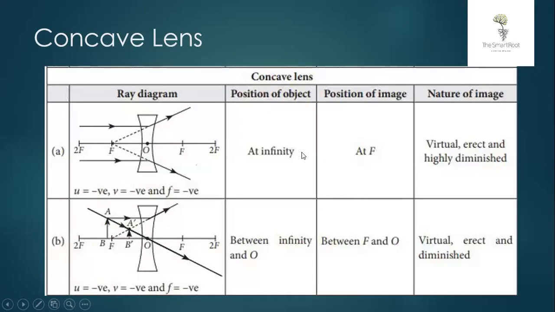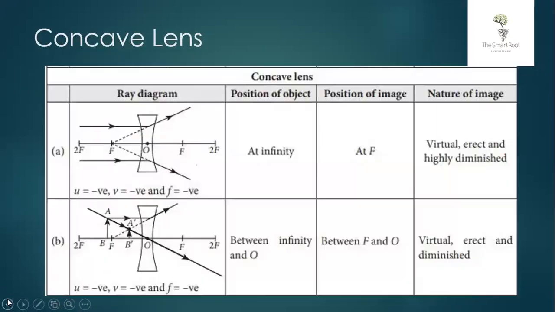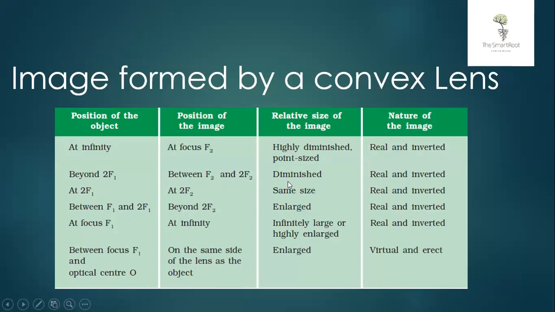So the position of the object, if it is at infinity, the image is formed at the focus, that is virtual, erect and highly diminished image. The same thing if it is between infinity and the optical center, then I have virtual, erect and diminished image, but not as bad as the first case. This is for the concave lens, and this is for the convex lens.